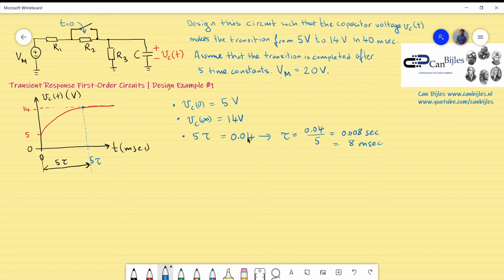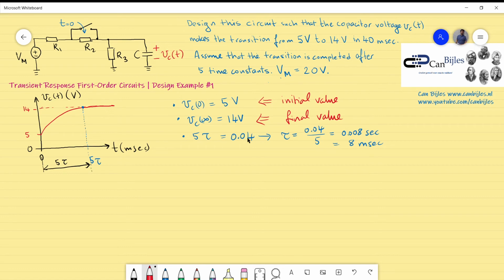Okay, so again I will make this very clear. This is the initial value, and this is the final value.